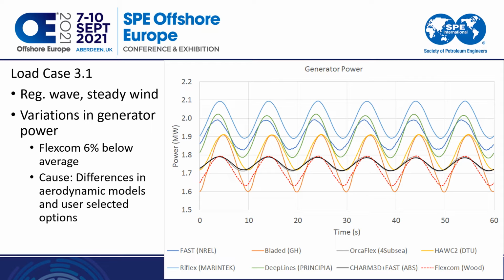It could be different aerodynamic modeling theories underpinning each product. It could be different user options selected during the simulations. Perhaps it could be different platform movements which are leading to slight variations in power. But given that Flexcom is coupled to FAST, we would have expected the Flexcom results, which are shown in the dashed red line there, to be much closer to the original results produced by NREL for FAST, which is the blue line at the upper part of the screen there. One peaks at about 2.1 megawatts, whereas the Flexcom results peak at about 1.8 megawatts. So there's a sizable difference there. So we decided to look at that in more detail in a sensitivity study.